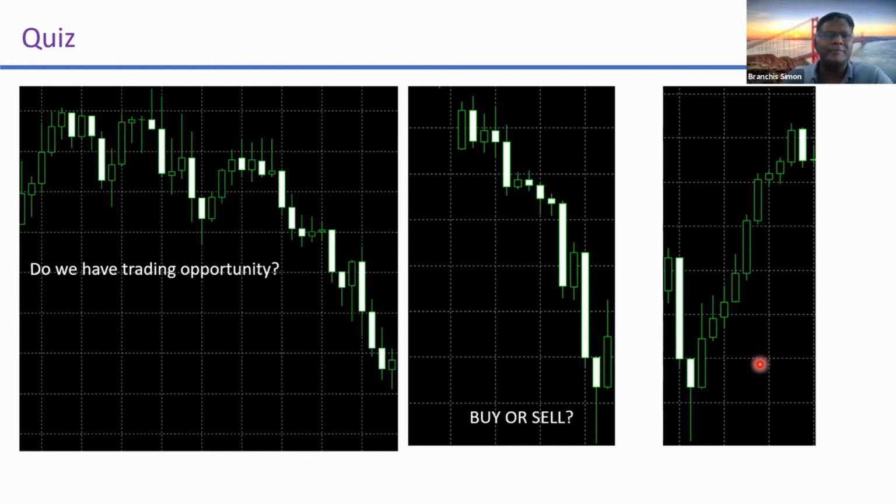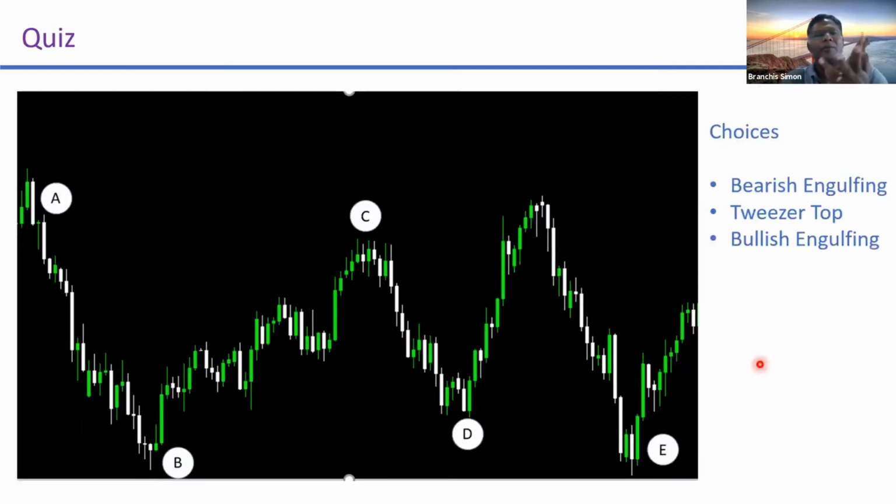Got it? Yeah. Okay. Now, quiz. I'm going to test your understanding. So you can see the circles, right? A, B, C, D, E, right? Okay, tell me the names of those candles. I give choices here: bearish engulfing, tweezer top, bullish engulfing. Can you please identify which one is bearish engulfing?